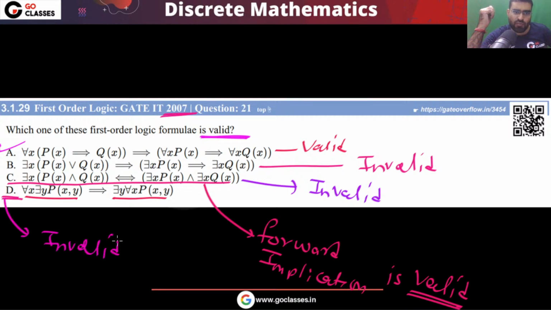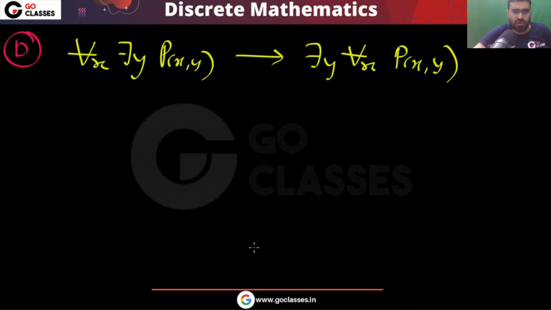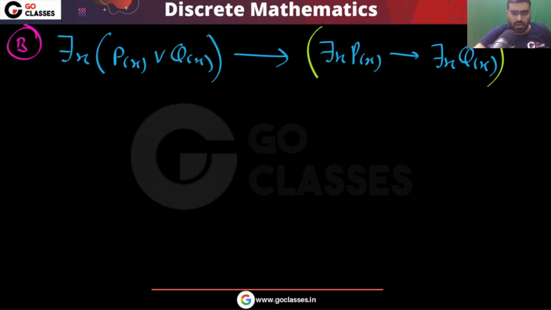The question is asking for valid, and the only valid statement is option A. So option A will be the answer. So this is a beautiful question. You can solve it very easily. Okay, let's move on.